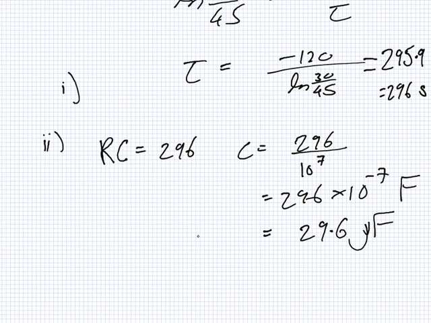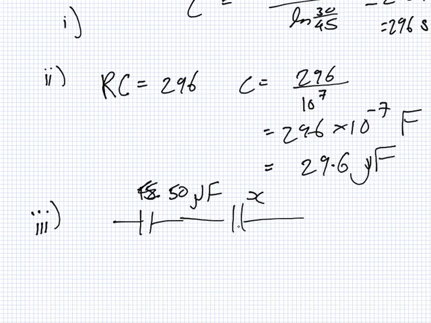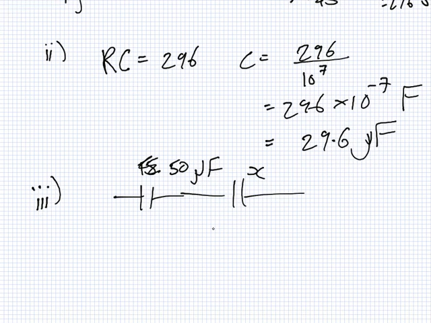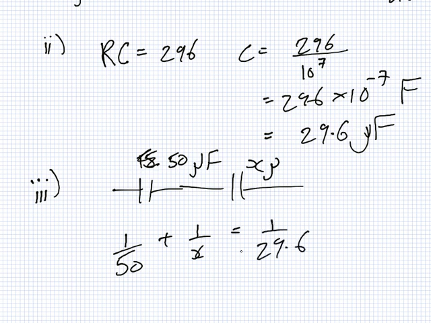Let me guess the next one. Is the next one, what is the capacitance of the missing capacitor? So, what was the capacitance of the first capacitor? 50 micro. And the second one is X. And how do they combine when you add them in series? What's the rule? 1 over 50 microfarads plus 1 over X should equal 1 over 29.6. So take that over.